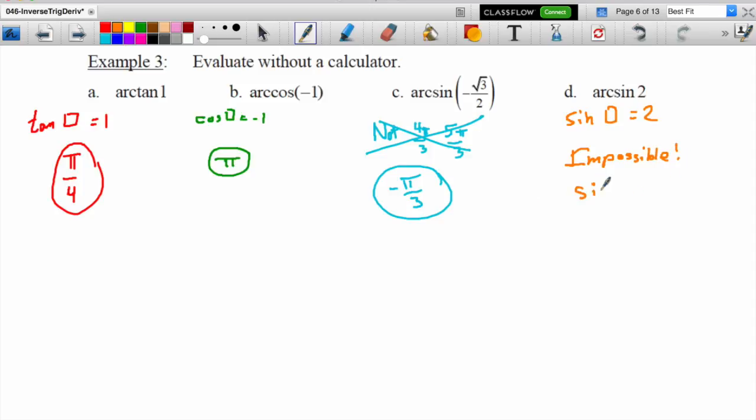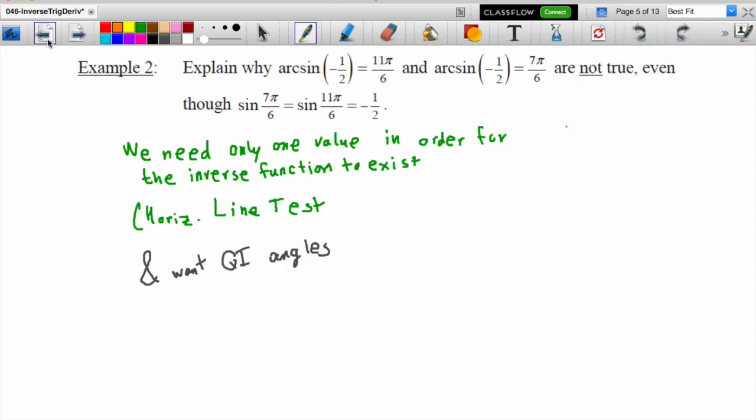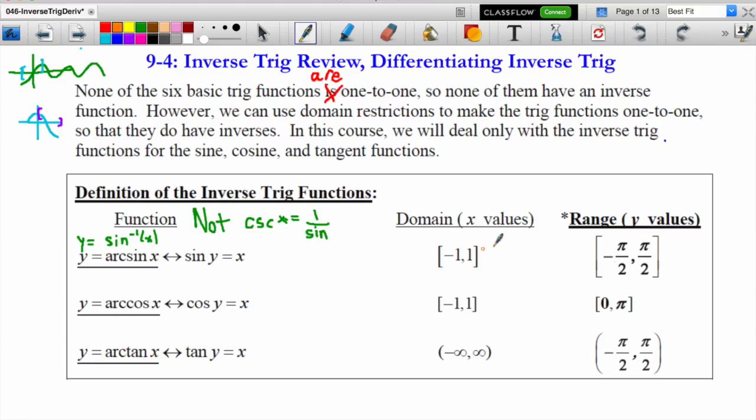Because sine is always less than or equal to 1, we can't get arcsine bigger than 2. Again, you go back to the range. That's another way to do it. The domain of arcsine has to be a value between negative 1 and 1, because the range of sine is only between negative 1 and 1.